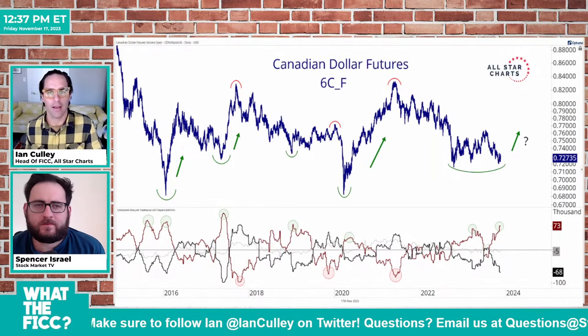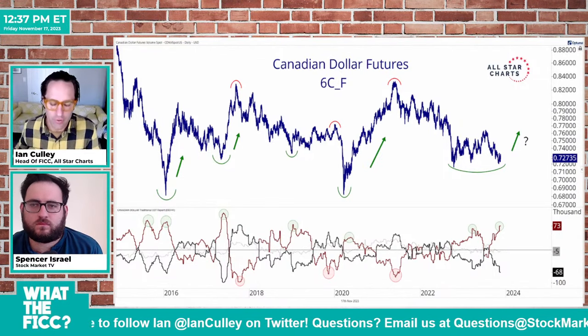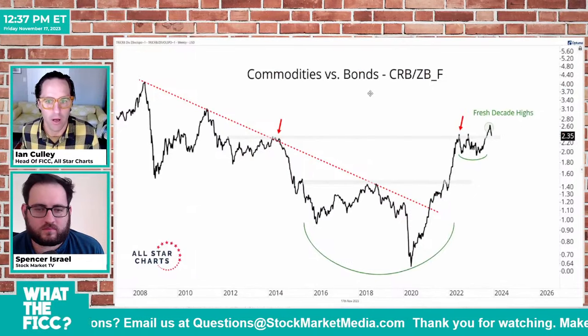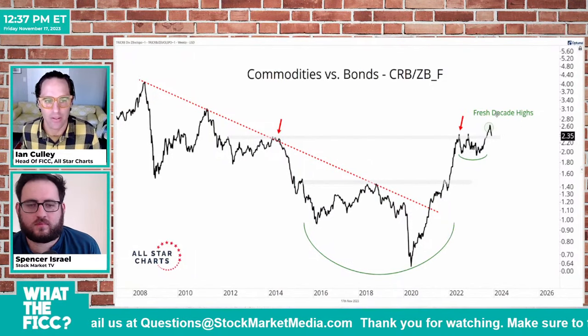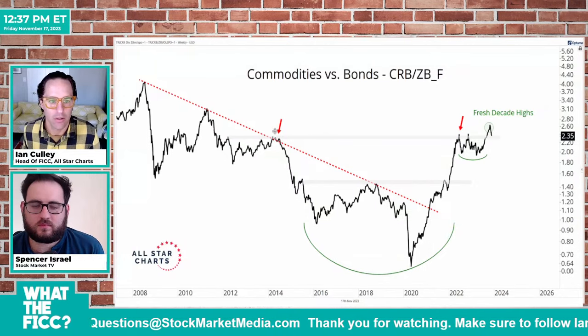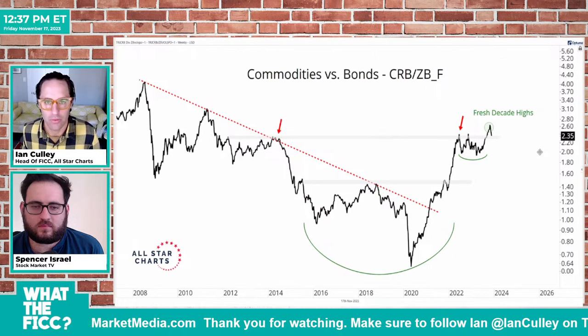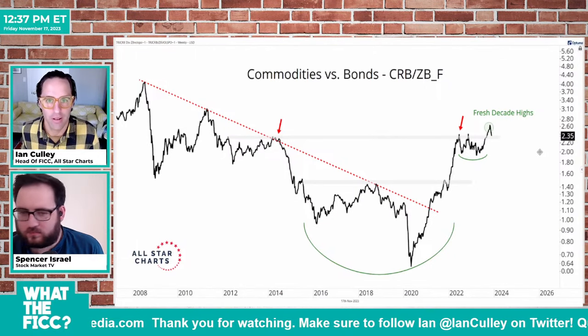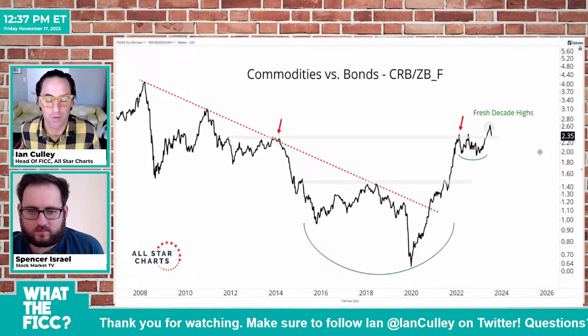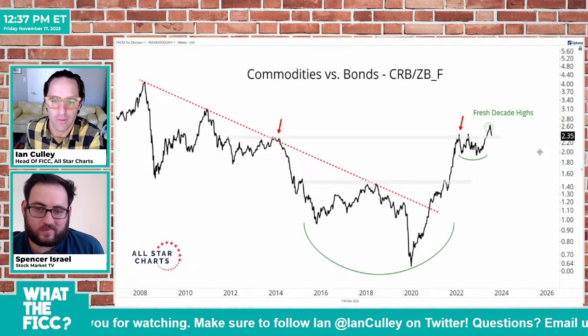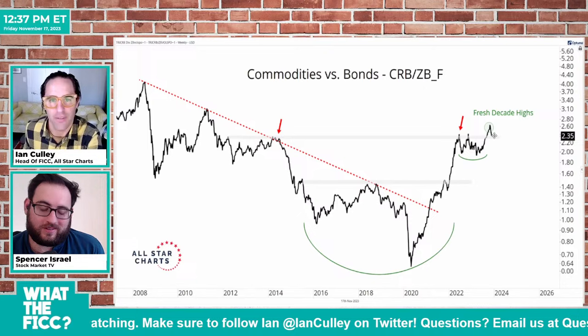But what's really caught my eye, as rates have started to pull back and as the dollar started to pull back, are some of the larger intermarket relationships between the major asset classes. We've got commodities versus bonds. It recently broke to fresh decade highs, and is now pulling back towards that breakout level. So bonds, believe it or not, catching a bid, Spencer. Apparently there's people out there that actually want to own these things.